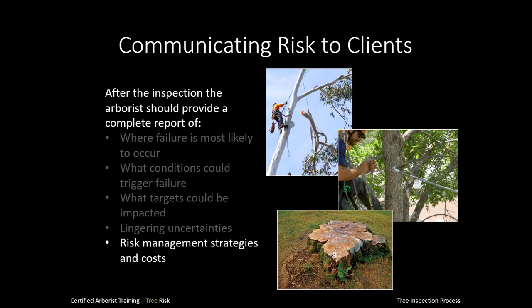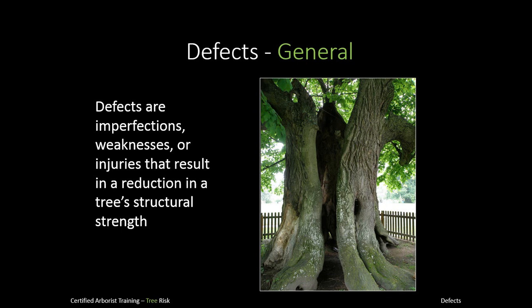Every tree has some risk, and how risky it is kind of depends on how much care is worth it. The size of the tree and the value of the tree also matter, because you don't want to cut down a tree because a few branches are dead, and you convey that in your report. Defects. Defects are imperfections, weaknesses, or injuries that can result in a reduction in the tree's structural integrity.